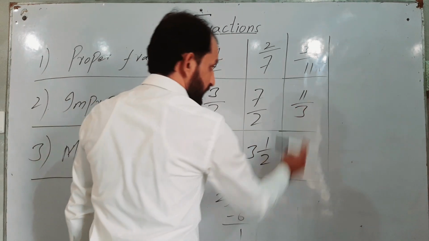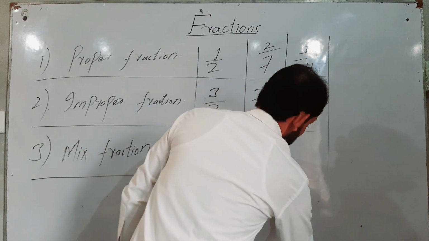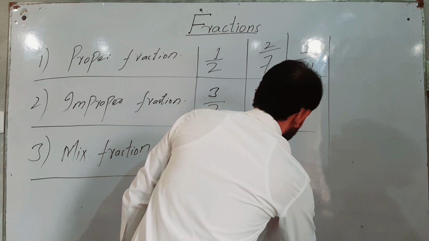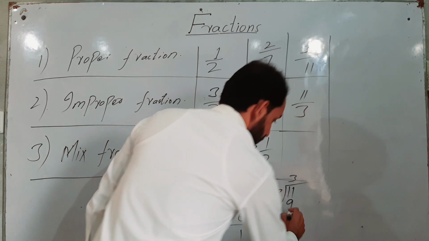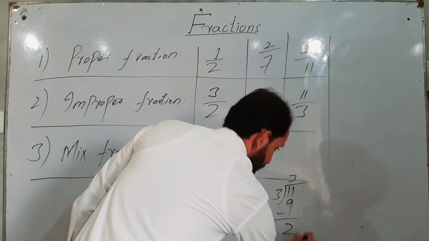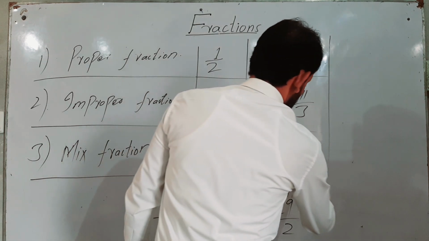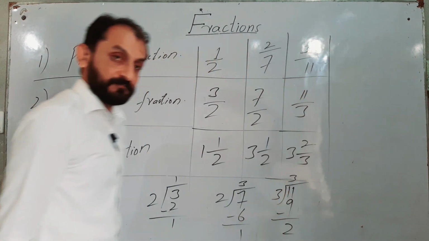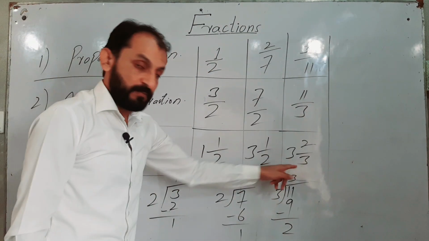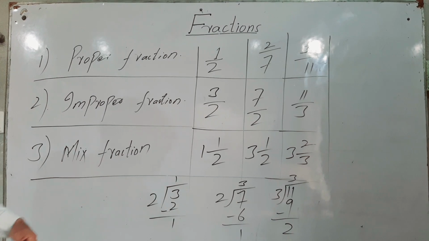How can we write 11 divided by 3? 11 divided by 3. 3 threes are 9. After simplification, the remainder will be 2. It means we can write 3 whole 2 divided by 3. These are all examples of mixed fractions.